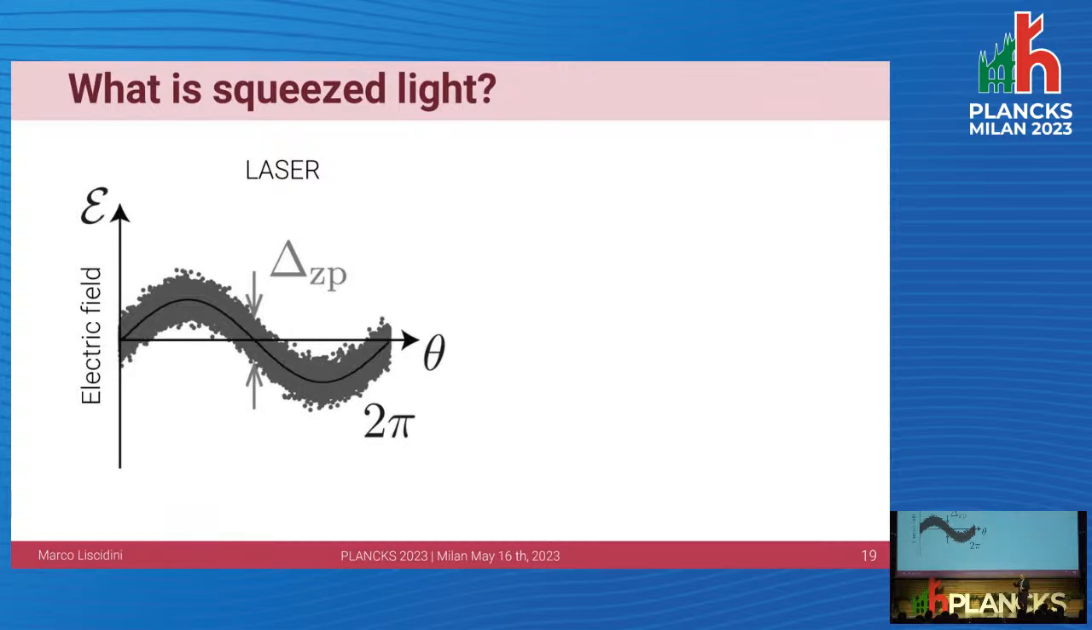And a laser is a monochromatic wave. It oscillates. This is the field which oscillates depending on the phase, okay? And I can measure that. I can calculate the expectation value of that. And you see all this gray area around the mean value of the field for each phase value. This is a noise. And this noise is called the zero photon noise, or the quantum noise limit, which comes directly from the uncertainty principle.